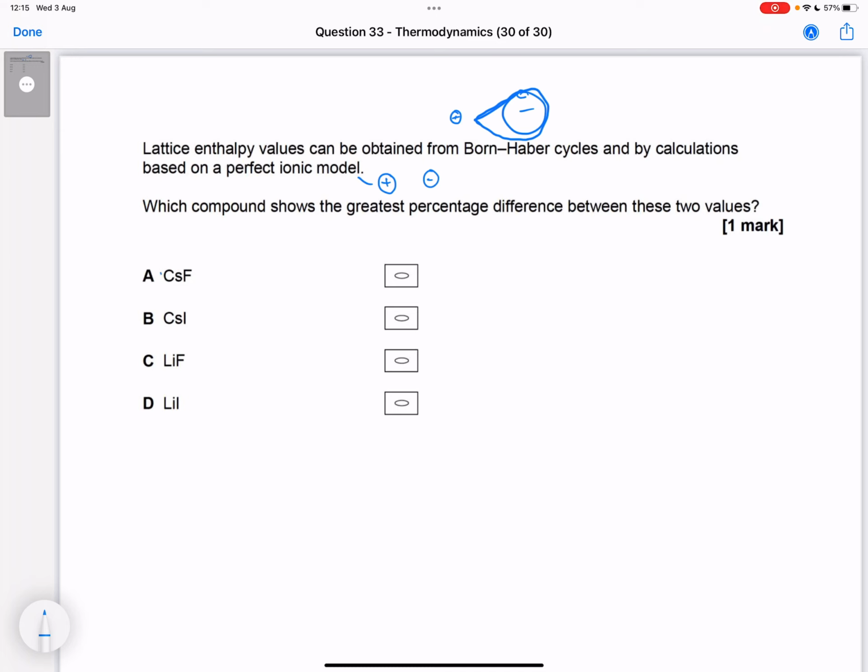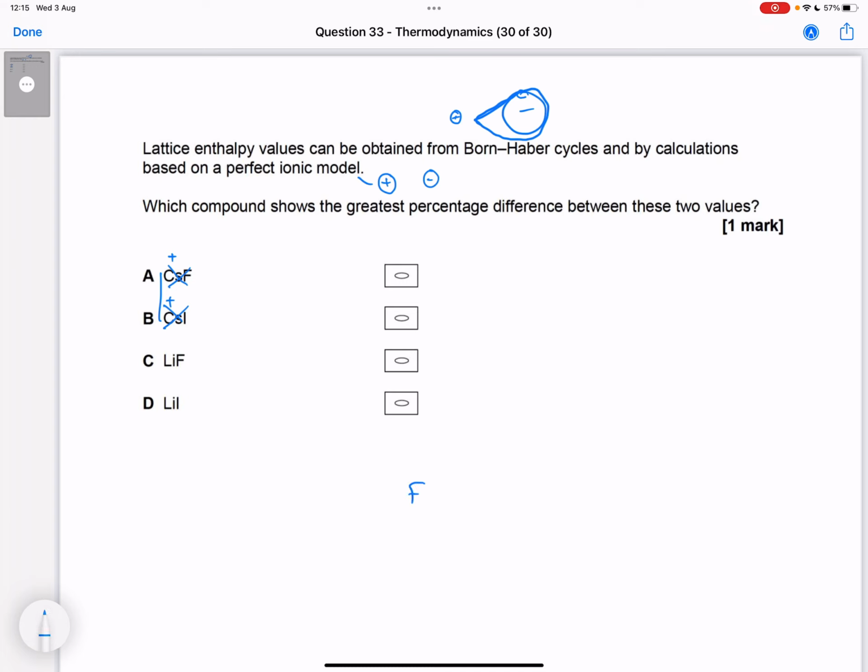So we've got really to compare cesium with lithium and then fluorine with iodine. So we look on the periodic table at them. Cesium is much bigger than lithium. Okay, so cesium has a lower charge density, so it's going to be less good at distorting ions. So I don't think we're going to pick one of these cesium ones. We want to pick one of these lithium ones. Lithium's got a higher charge density.